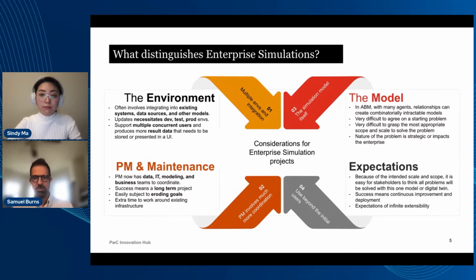Yeah, it can be difficult to grasp the most appropriate scope and scale for solving the problem. That's true too. Once you define the problem, you have to say, what kind of model can I actually build in the time, and what computationally tractable type of model can solve that problem? And then also, the nature of the problem that the model is solving.